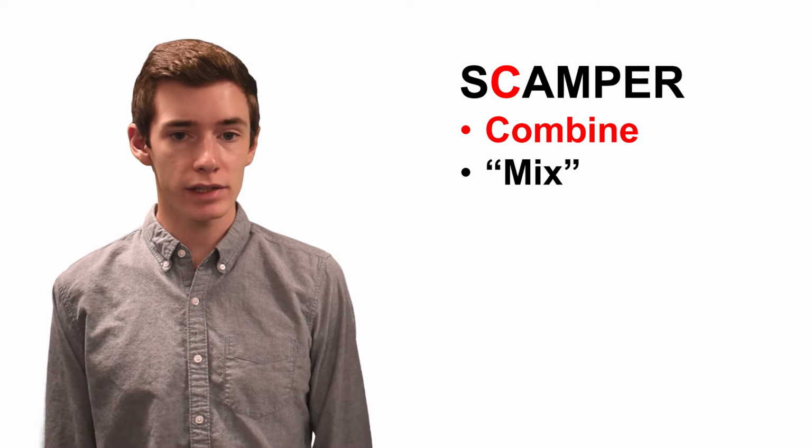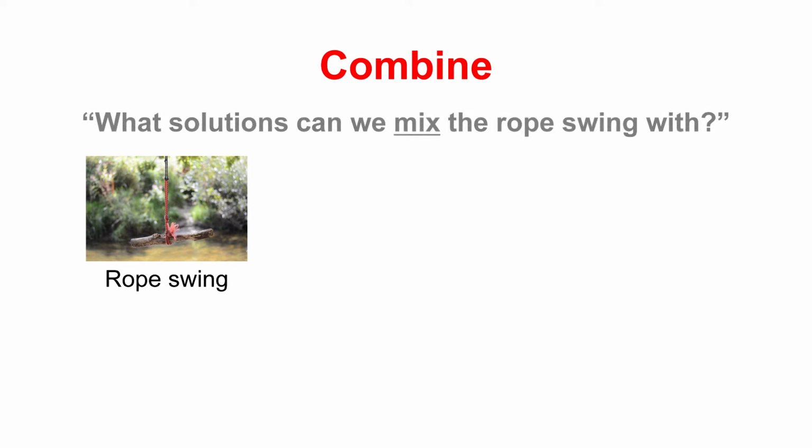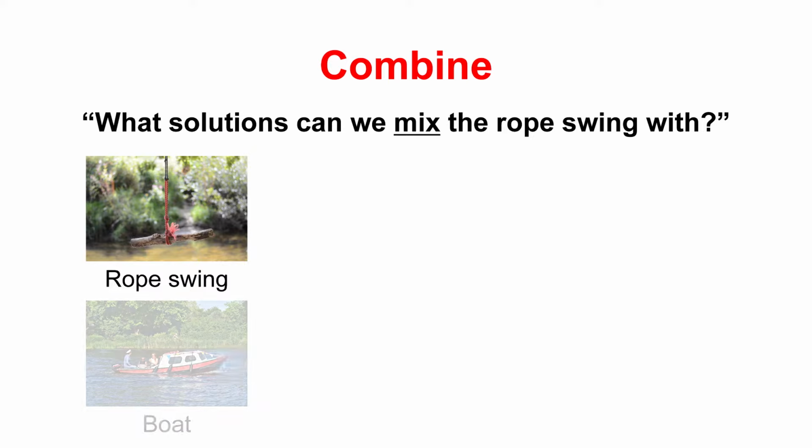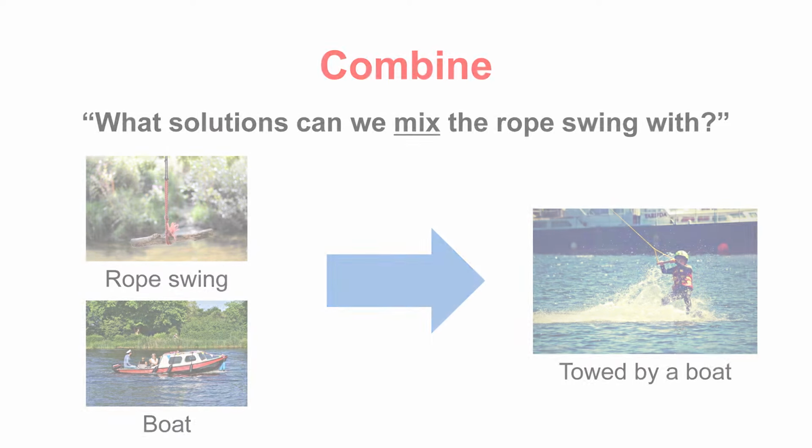Let's also walk through applying the combine part of SCAMPER to generate new solution ideas. Some associated meanings for this part of SCAMPER can be combine, mix, or integrate. Let's take a previous solution, say the rope swing. What can we combine this solution with, or what other solutions can we mix it with, to generate even more solutions? Well, we can mix the rope swing with the boat and be towed across the stream by the boat while sitting on the swing.